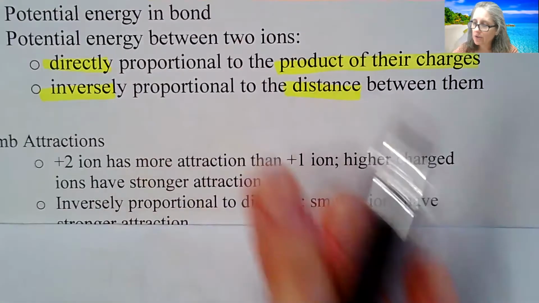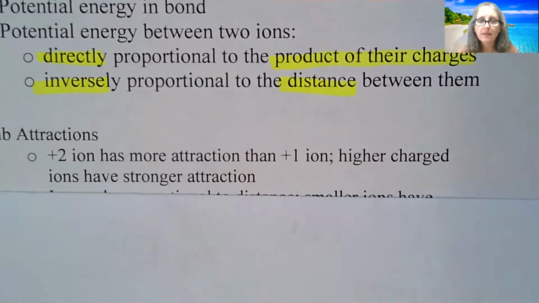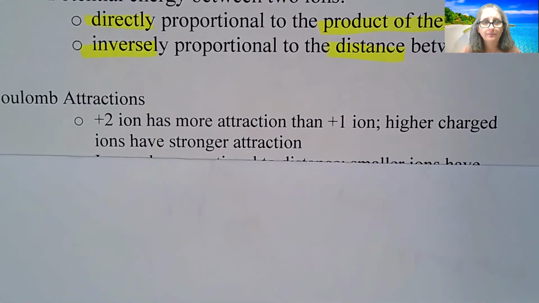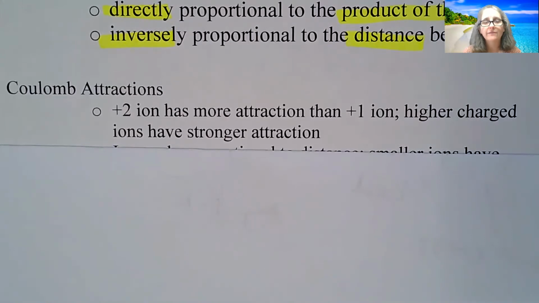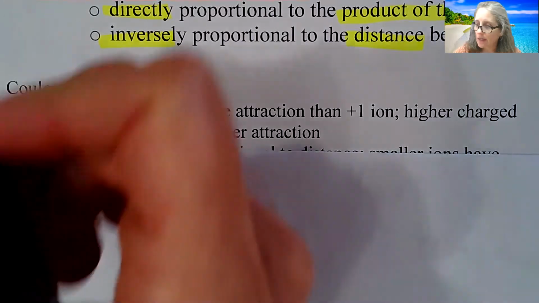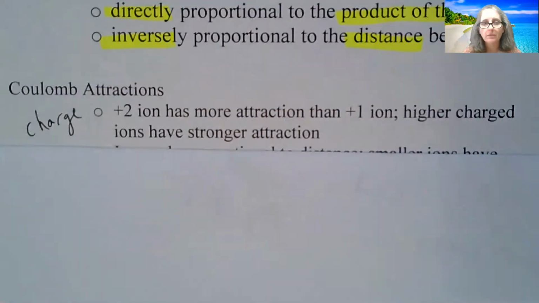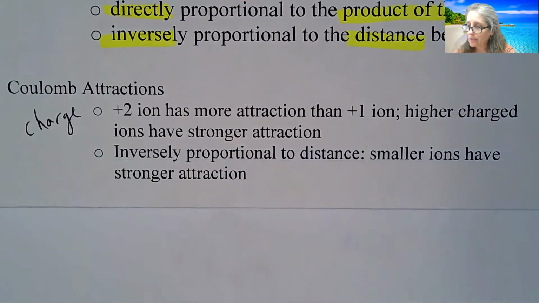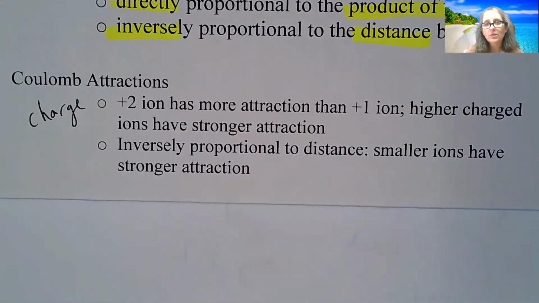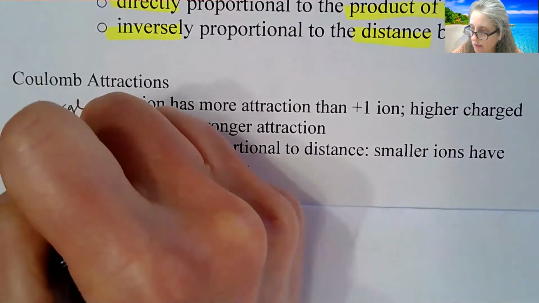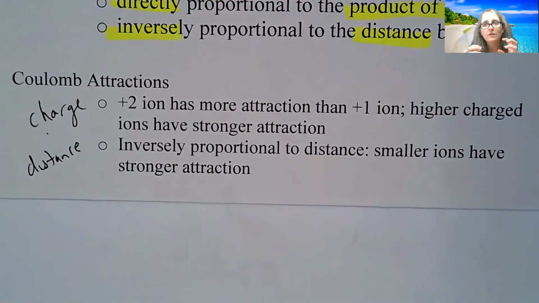For the Coulomb attraction, please understand that something that has a +2 ion is going to have a much stronger force than a +1 ion. So the higher charged ions will always have a stronger attraction. That's according to charge, according to Q. And then, inversely proportional to distance, the smaller ions will have a stronger attraction. This is the distance we're talking about between those ions. The smaller the ions are, the closer they're going to get together.